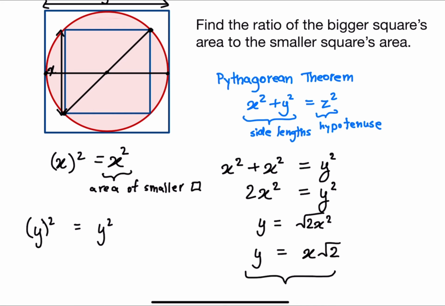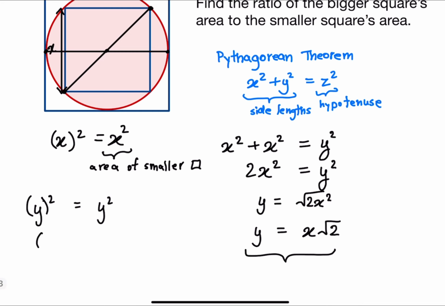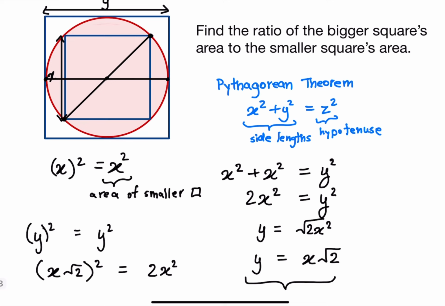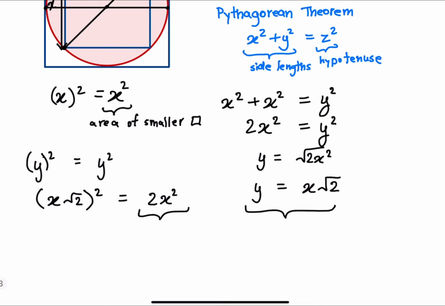Since we know what y is in terms of x, we can simply substitute y in terms of x and square that. So that means writing x root 2 instead of y, and then we would have 2x squared. So this is the area of the larger square.